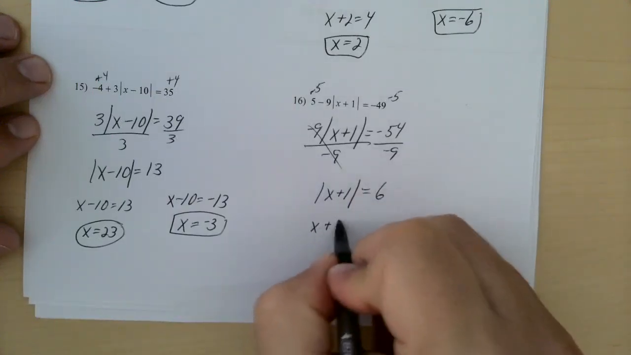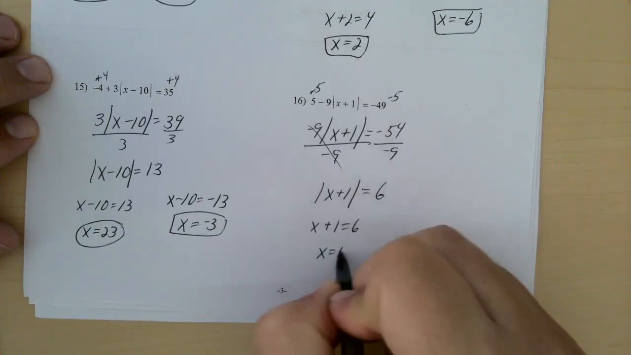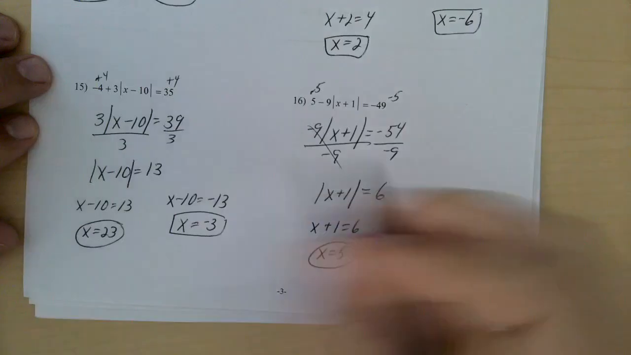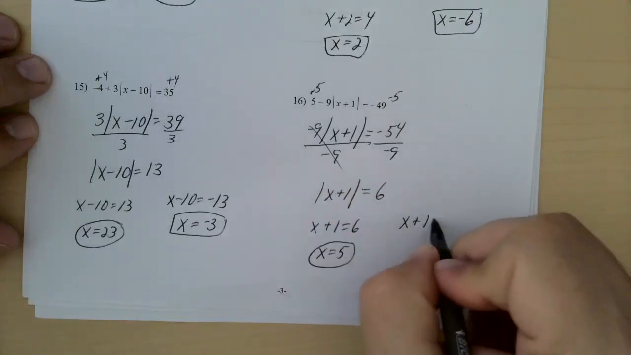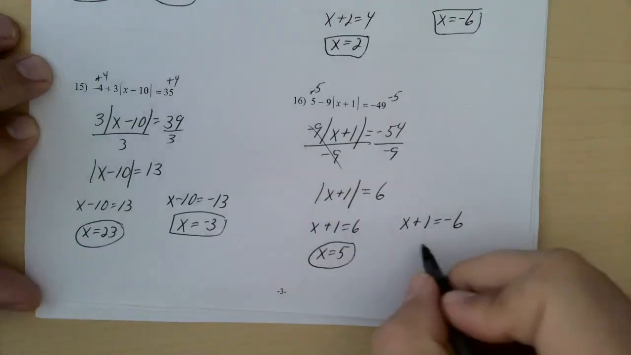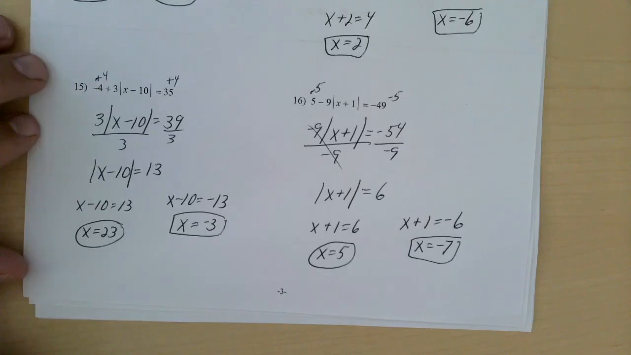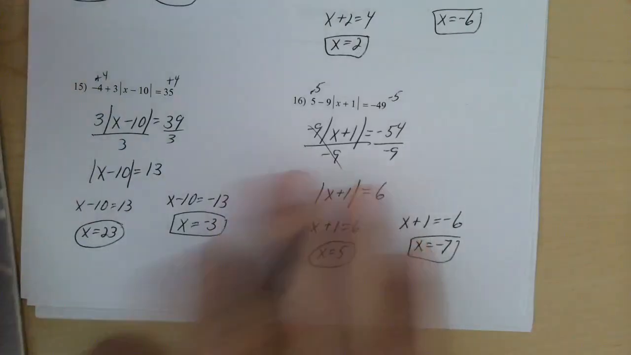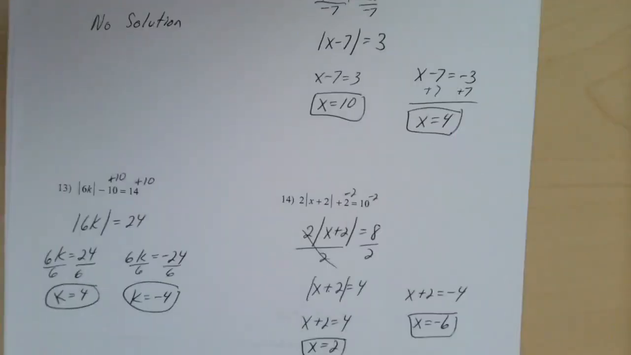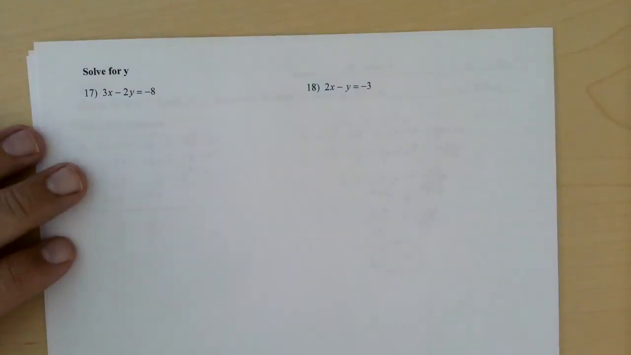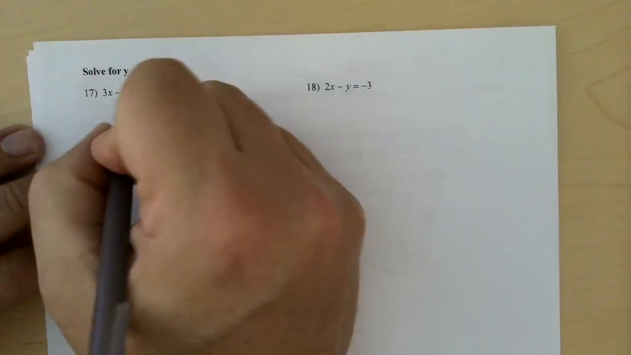So from here, though, it's actually very easy. You're going to see that you get a 5 as an answer. And when you set x plus 1 equals to -6, you'll see -7 is an answer. Okay? So 5 and -7 takes care of that page. And our last page, probably hopefully the easiest part of your entire Chapter 1 exam, is when you're solving for y.